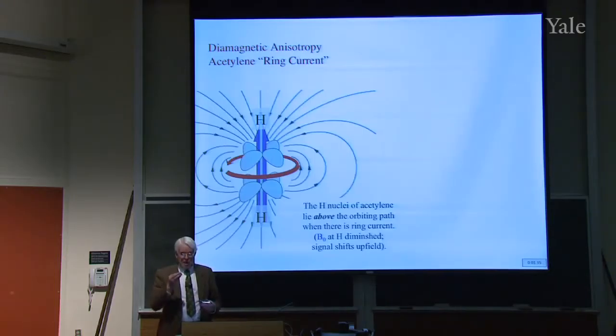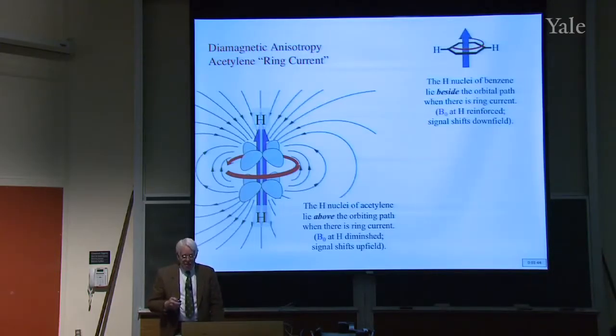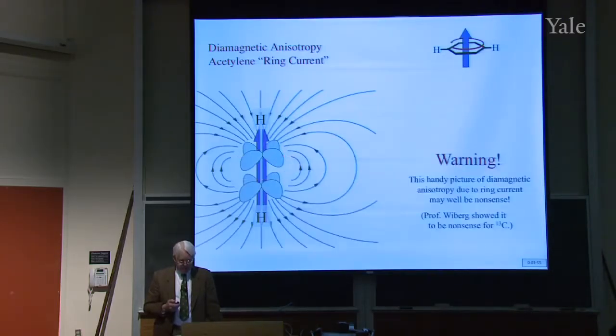So that's why when you made it SP rather than SP squared, it didn't go downfield because of the electronegativity. It went upfield because of diamagnetic anisotropy, and it's just the opposite of what you see in benzene, where the protons are beside the circulating path rather than on its axis. But here's a warning. This is a handy picture and has been taught for 50 years now, I guess, close to. But it might be nonsense.